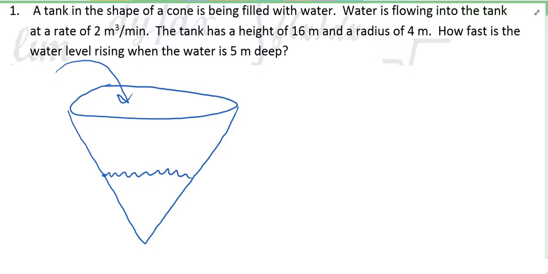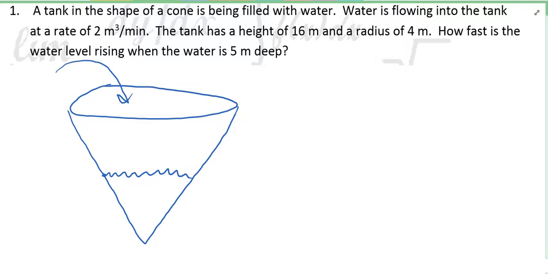Key things to keep in mind here. Number one, the conical tank itself is not changing. The dimensions of the tank are not changing. What's changing are the dimensions of the water inside of the tank. It's getting filled up. As it's getting filled, what shape is the water going to have? It's not a triangle, it's a cone. It's three-dimensional. It looks like a triangle on my paper, but it's a cone.